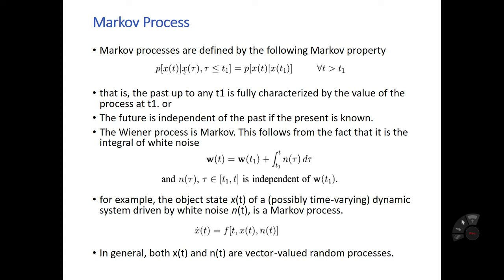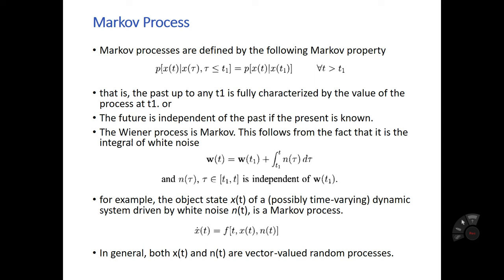So you can calculate the present value based on the past value, and this will equal this same thing. P of x you can write this way and this way. That is, the past up to any time t1 is fully characterized by the value of the process at t1. So up to t1 you already know all the previous history. Up to t1 you have already calculated the history of the PDF of x. So the future is independent of the past if the present is known.